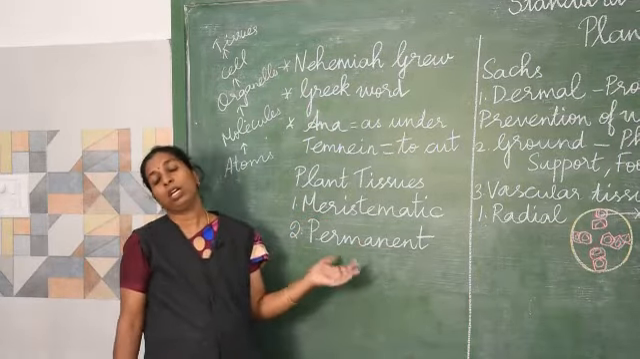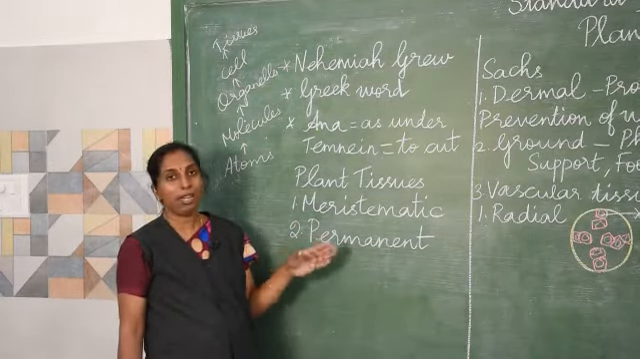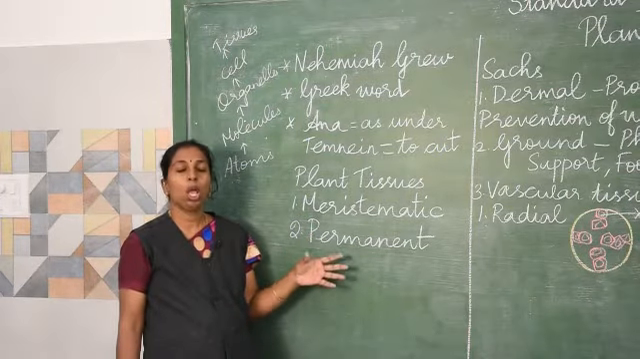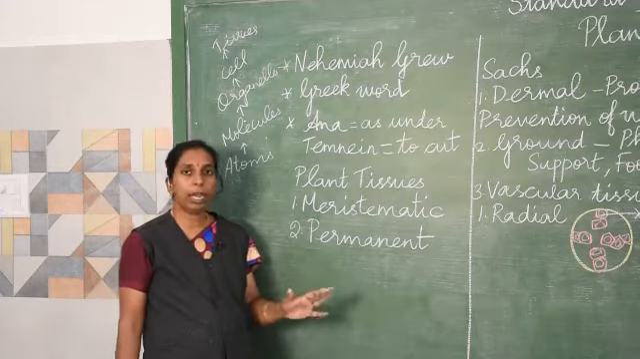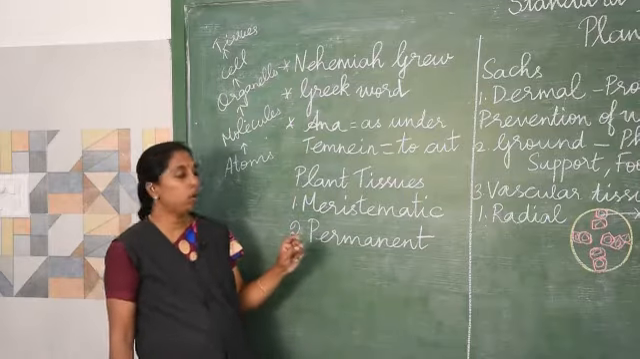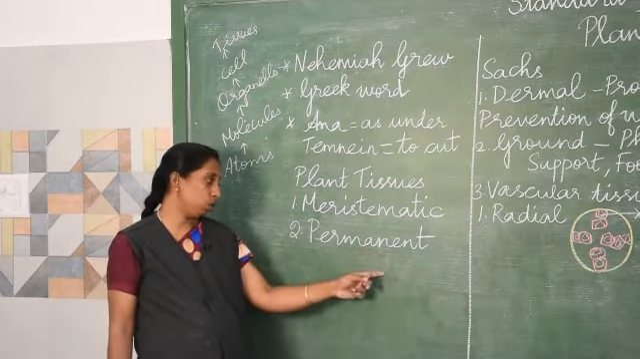So, already in the 9th science textbook you have learned in the 18th lesson. In the 18th lesson you learned what tissues are and what the different types of tissues are. So again, just to recollect, plant tissues are broadly classified into two types, meristematic tissues and permanent tissues.